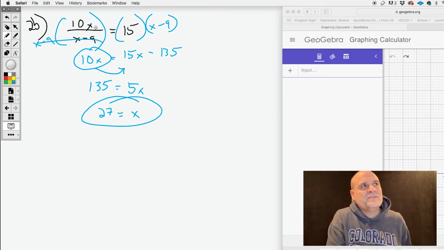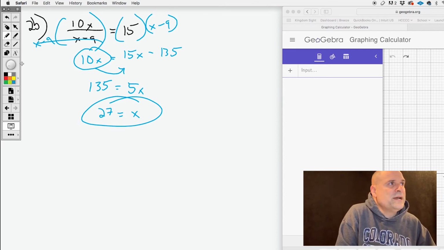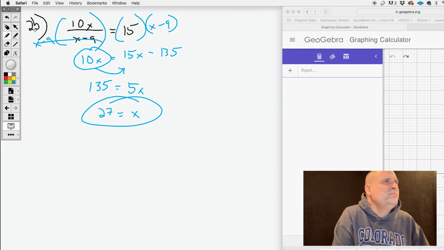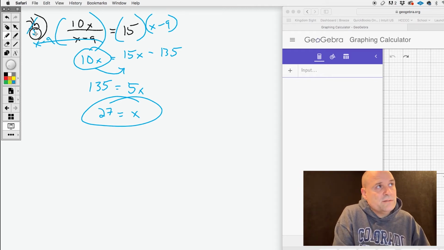10 times 27 is 270, divided by 27 minus 9, which is 18. 270 divided by 18 is 15. It works. Okay, let's try 2b, or not 2b. I guess that is 2b. All right, that was supposed to be 2a, sorry, 2a.